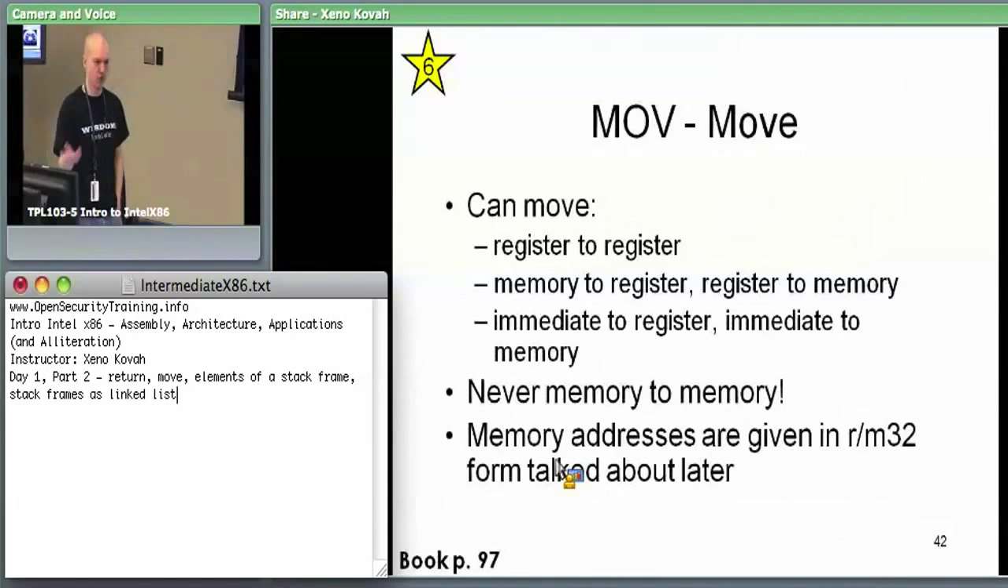So move one register to another register, some register to memory, or memory over to a register, right? An immediate to a register, or an immediate to memory. Immediate is a constant which is hard-coded into the actual instruction stream. It'll be in line with the rest of the bytes for that instruction: move, and then hex 1, 2, 3, 4, something like that.